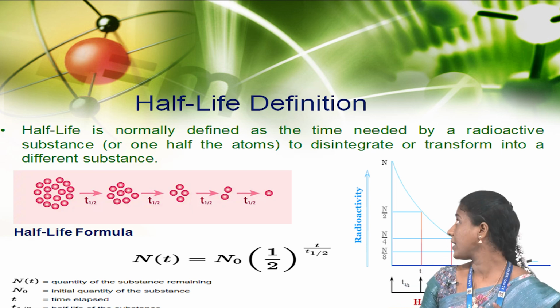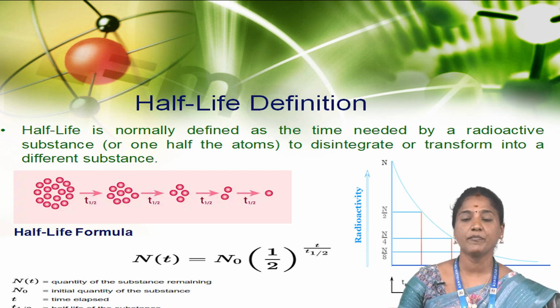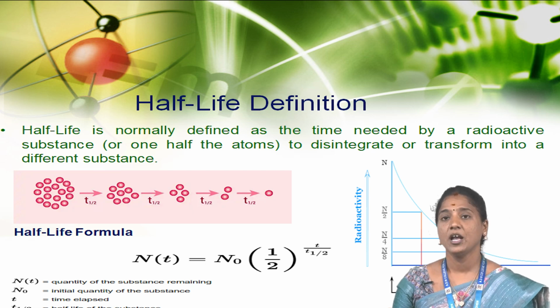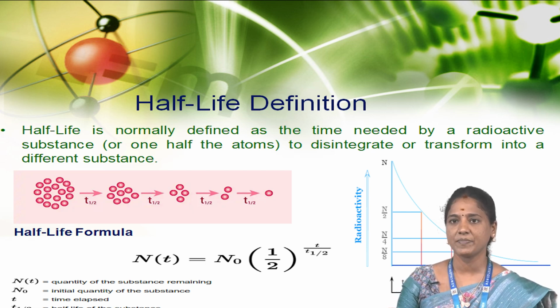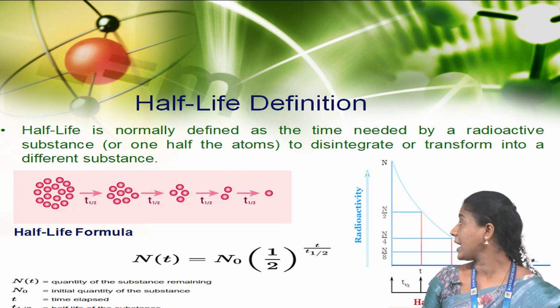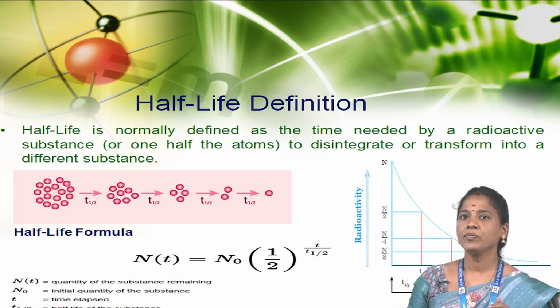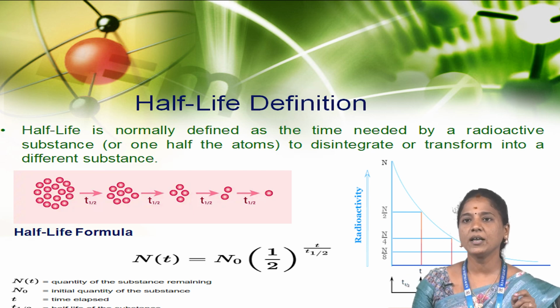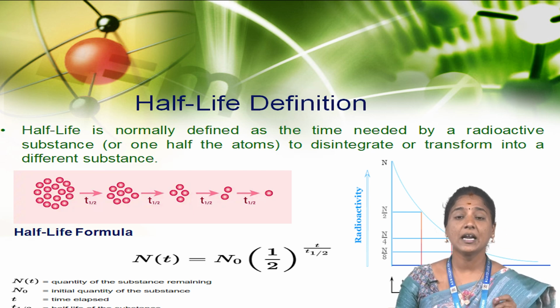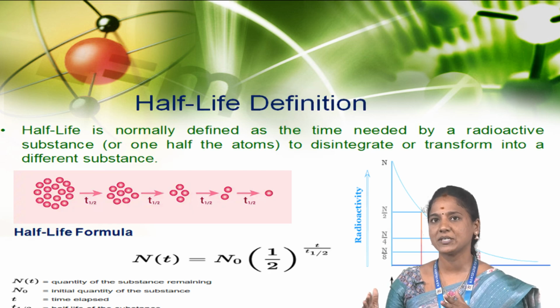Next one, half-life period formula. The students will find below the formula for half-life used to describe the decay of a substance. The formula is N(t) equals N naught times one half to the power of t by T half. Okay. N(t) is the quantity of the substance remaining. N naught means the initial quantity of the substance. t means time elapsed, and T half is the half-life of the substance.